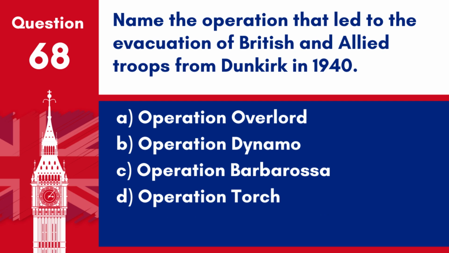Question 68. Name the operation that led to the evacuation of British and Allied troops from Dunkirk in 1940. A. Operation Overlord. B. Operation Dynamo. C. Operation Barbarossa. D. Operation Torch. Answer. B. Operation Dynamo. Operation Dynamo was the code name for the evacuation of British and Allied troops from Dunkirk, France, in May-June 1940 during World War II.